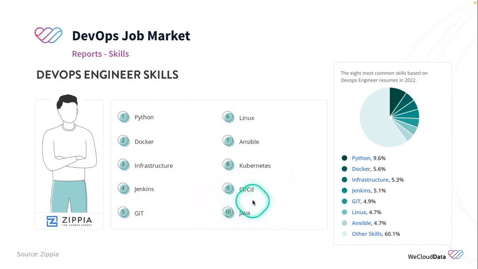Enterprises typically are still very much embedded. Their systems are embedded with Java code. So it's not a bad idea to learn Java as you go job hunting in the DevOps world.